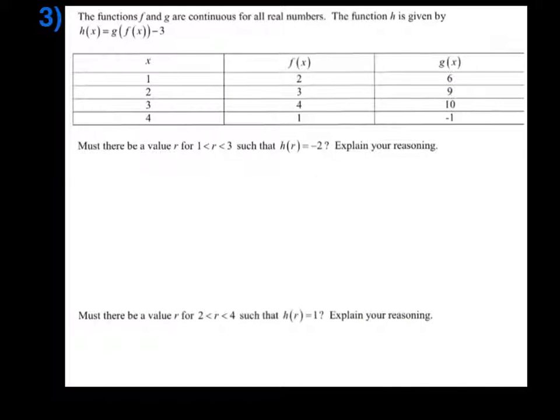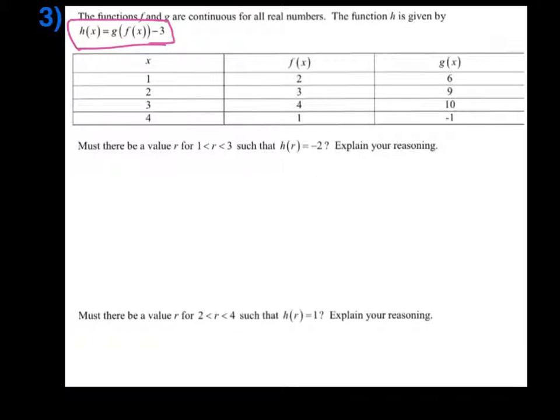This next one is a little bit different, but I have seen ones like this on the AP exam. It says the functions f and g are continuous for all real numbers. The function h is given by h of x equals g of f of x minus 3. So the composition of continuous functions, or operations like adding and subtracting, maintains the continuity of the function. In this case, h of x is made up as the composition of g of x and f of x, and so it would still be continuous. Very interesting, and this is definitely something we're going to use.